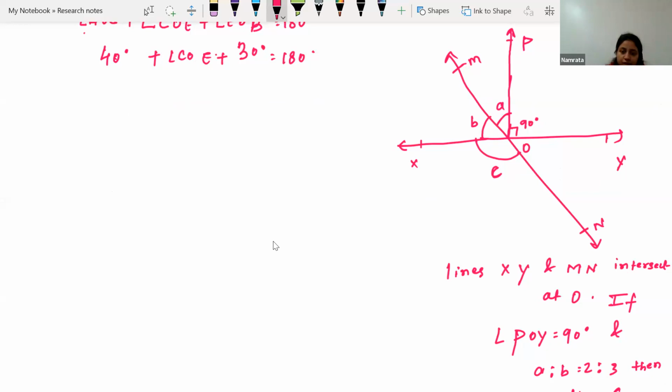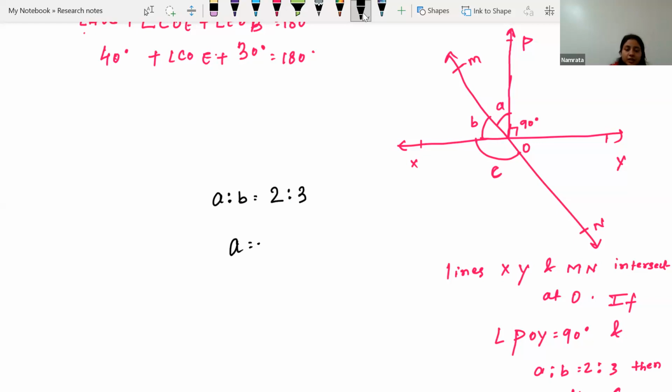So A is to B is 2 is to 3. So it's going to be 2x plus 3x equals 5x. So 180 by 5 will equal 36. So 36 into 2 is 72, and 36 into 3 is 108. So I found A and B, but I don't know.